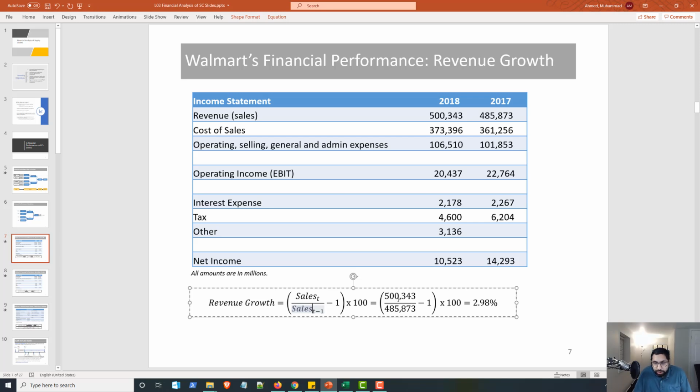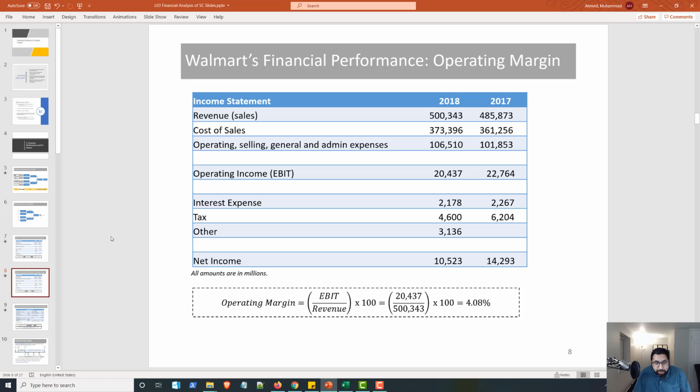So where did we get this number? 5,343, 485,873. We'll look at the income statement. The income statement usually starts with the first line as revenue or sales. Sometimes it says sales, sometimes it says revenues. So the very first line of the income statement is the only line you need to look at. We get our numbers from there to compute this metric.